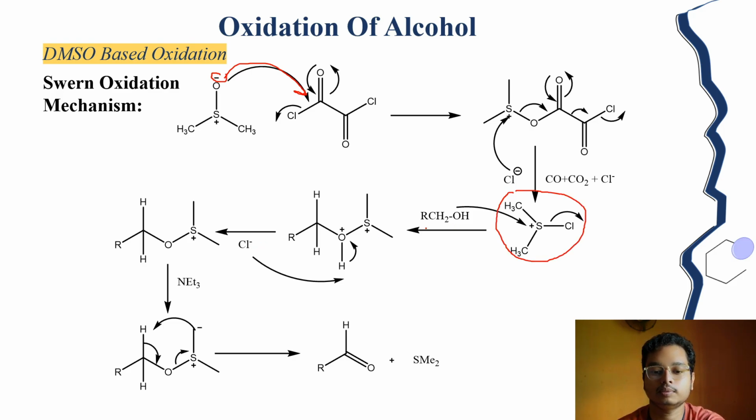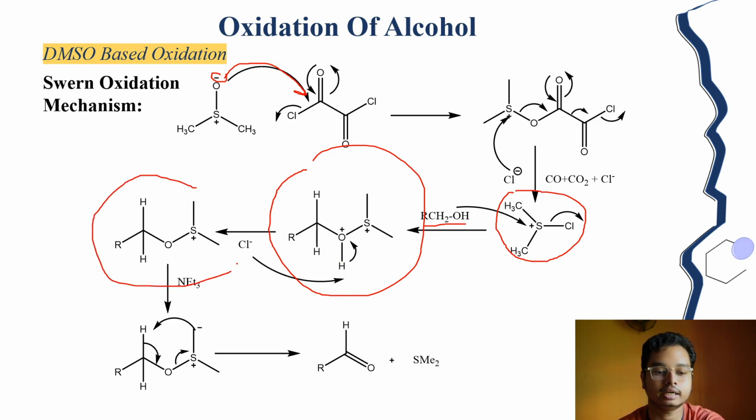Now the alcohol present in the medium attacks by nucleophilic addition to generate this intermediate. After that, the chloride captures the excess hydrogen here to give this intermediate. Then the base comes into the picture and captures this hydrogen to generate the ylide system, and this ylide captures the alpha hydrogen here, and the intermediate breaks apart to generate the corresponding aldehyde. Because it is a primary alcohol, it generates an aldehyde and SMe2 as a byproduct of this reaction.